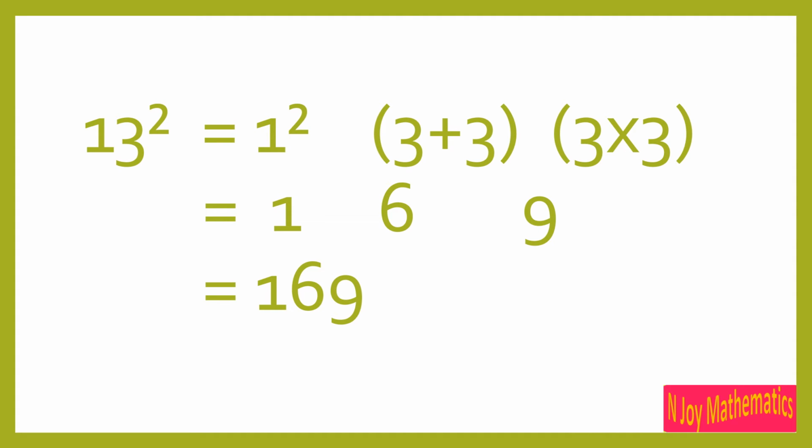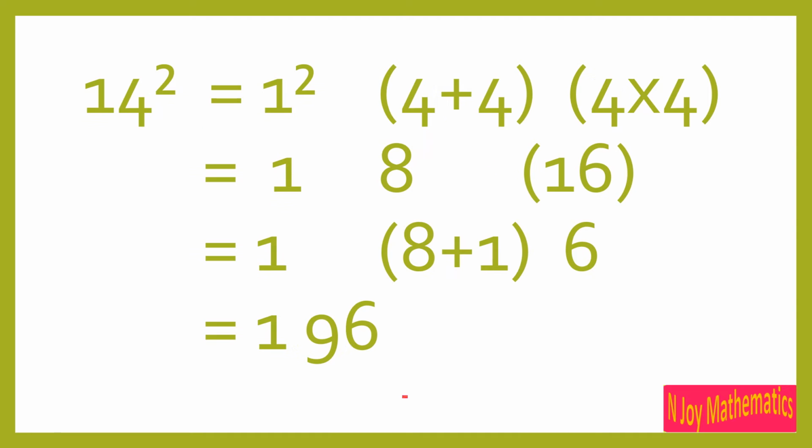For 13 also it's very simple, no complication. 3 is in the ones place. I will multiply 3, add 3, and square the 1. That's a simple step: multiply, add, and square. From the ones place I'm teaching all. So 3 into 3 is 9, 3 plus 3 is 6, and 1 square is 1. So 169.